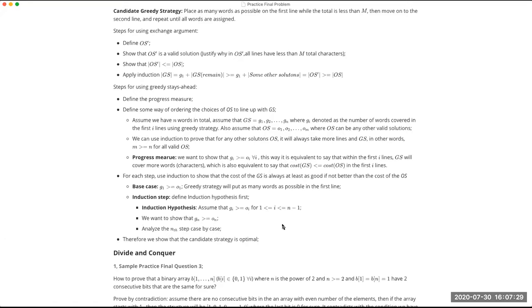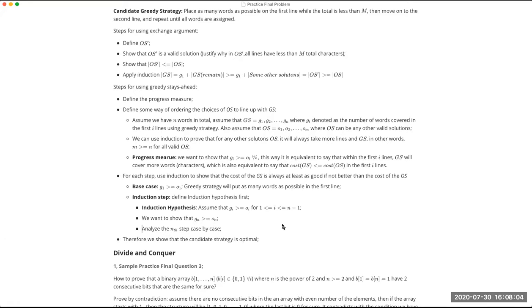And since by our definition, if G(n) is greater than or equal to O(n), that means in the first n lines we covered more points. Then it means we have fewer empty spaces, since the total number of spaces in the first n lines is basically n times m. So that means we have fewer empty spaces, and therefore we show the candidate strategy is optimal.